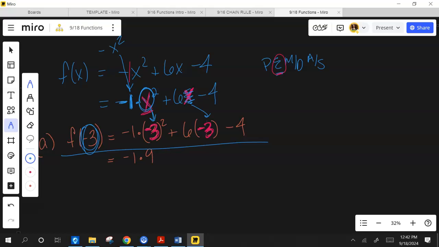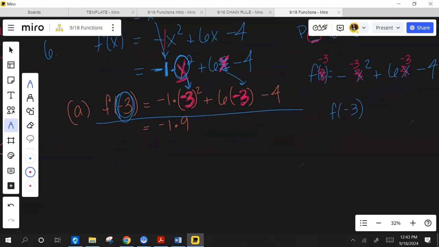The equation is -x squared plus 6x minus 4. If I ask you for f of -3, because this is f of x, that means everywhere that there was an x, I'm putting a -3. So there, and there. Does that make sense? What's in parentheses tells you what to literally replace every x with.